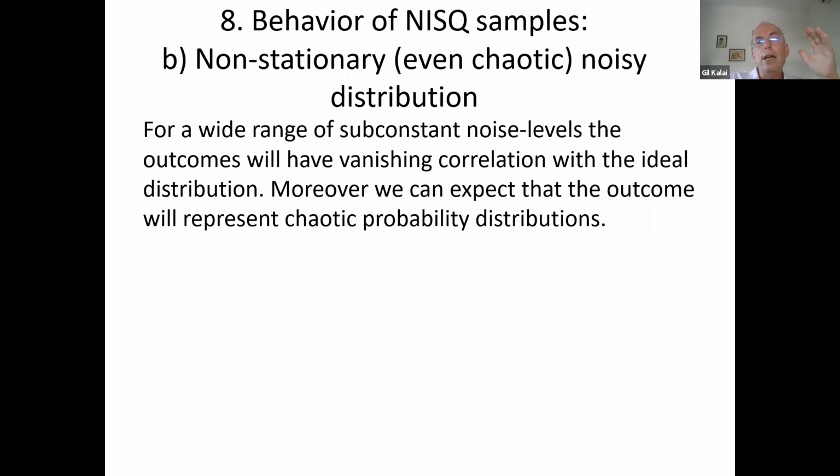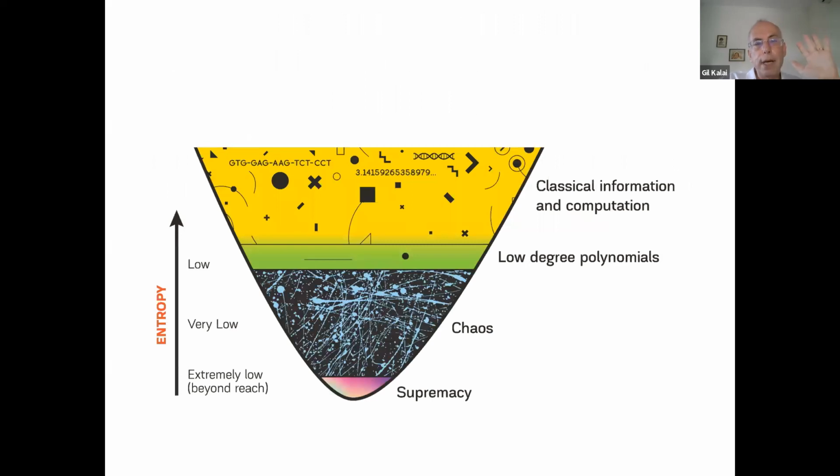It says, even if the noise level is subconstant, for a wide range of subconstant noise levels, the outcomes will have vanishing correlation with the ideal distribution. This is called noise sensitivity. And moreover, we can expect that the outcome will represent a chaotic probability distribution. So there will not be a stationary distribution, and even stronger, you will see a large chaotic effect for a NISQ system.